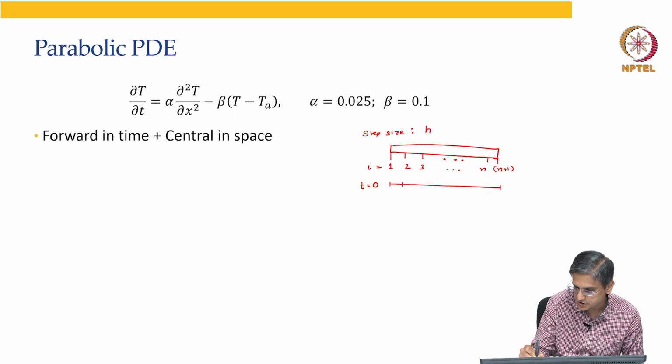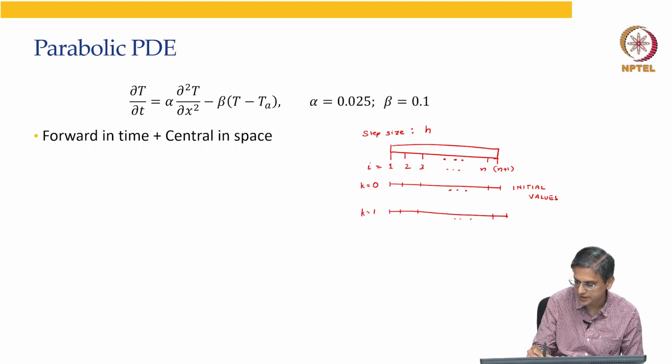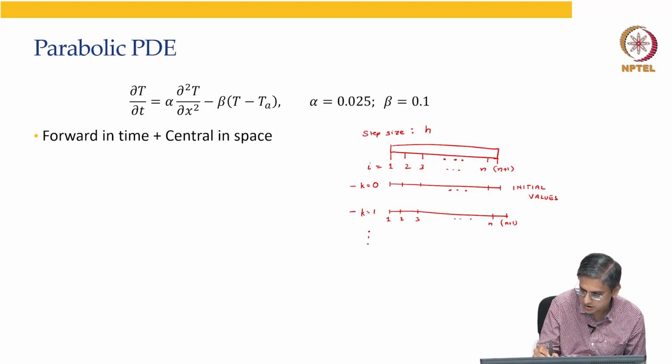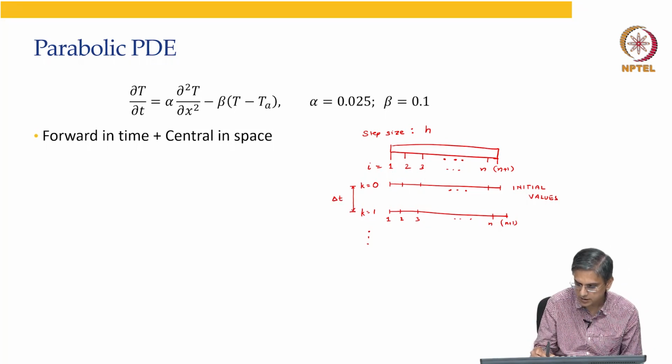we will have these initial conditions. So instead of calling it t, let me call it k. At k equal to 0, and at k equal to 1, we will have these values again at locations 1, 2, 3, and so on up to n plus 1, and we will repeat this for as much time as we want. Let's call this discretization delta t.